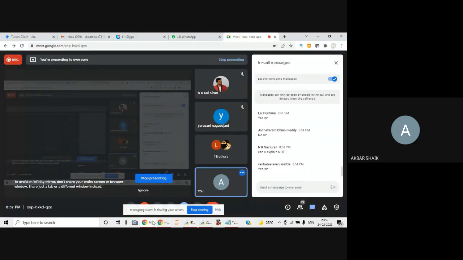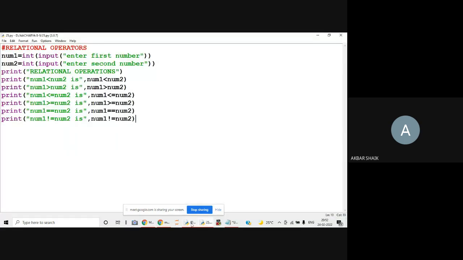Is it clear, Sai Kiran? Understood NOT? Remaining students, please. Okay, we'll go for some examples and later we'll go for some program.